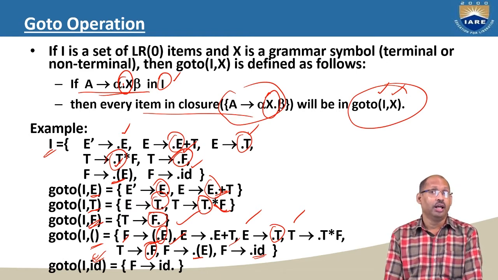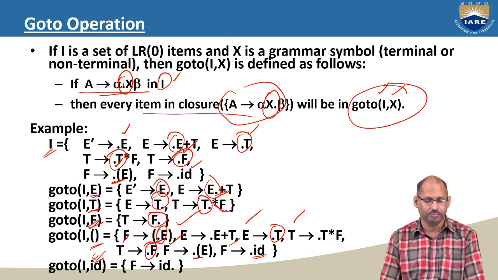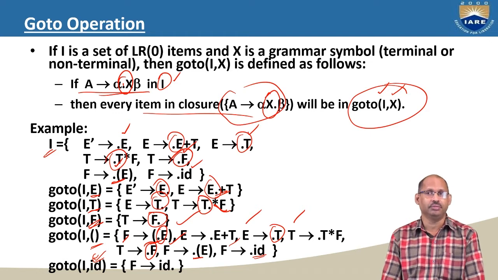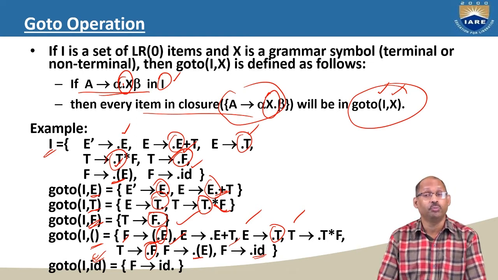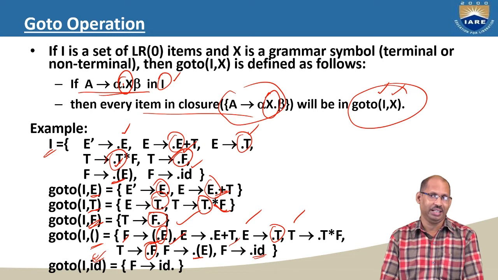Listen here. Dot left parenthesis became left parenthesis dot. But what is resulting? It is resulting in dot E, so add E productions. The dot is followed by a non-terminal T, so add T productions. Then the dot is followed by F, so add F productions. So it will be continued until no more new productions are to be added.